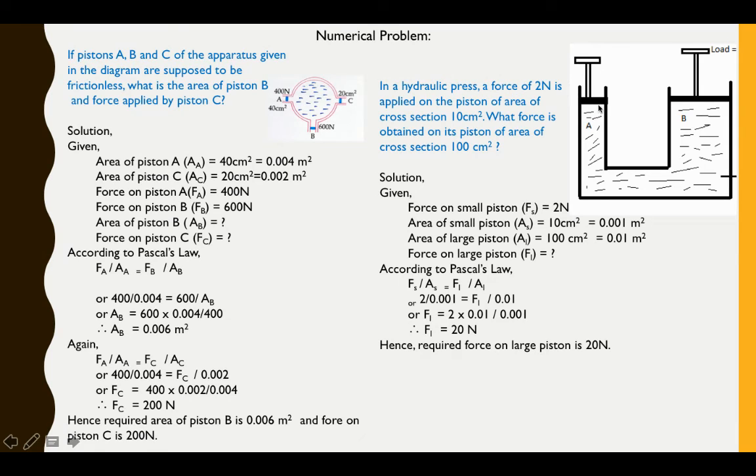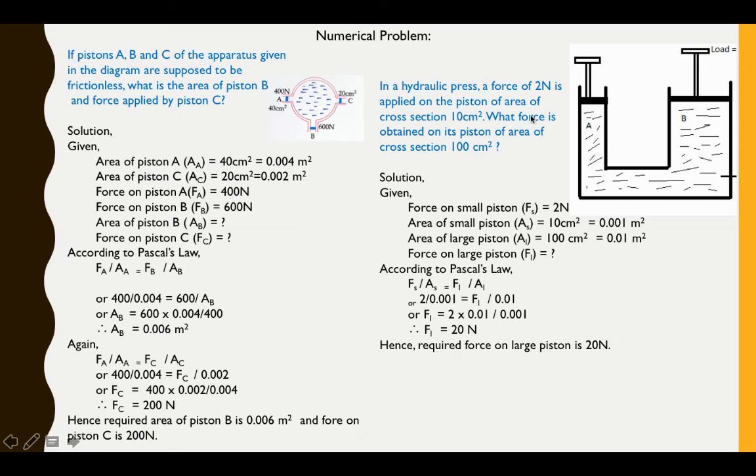The force on the small piston is given here as 2 Newton. So force on small piston Fs equals 2 Newton. Area of small piston As equals 10 square centimeter. Converting into square meter, divide by 10 squared. So it comes to 0.001 square meter. Similarly, area of large piston is 100 square centimeter. So AL, area of large piston, dividing by 10 squared, comes to 0.01 square meter.